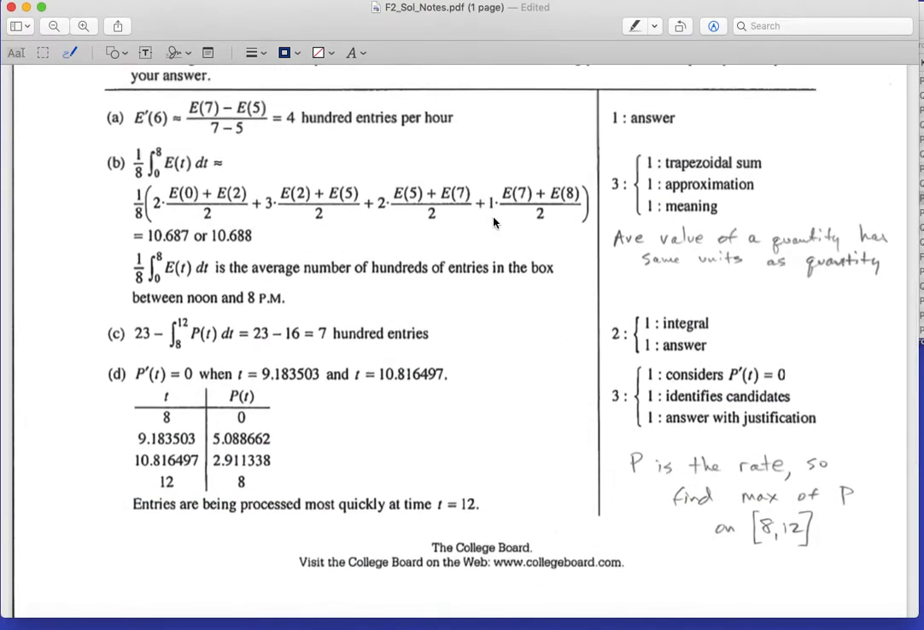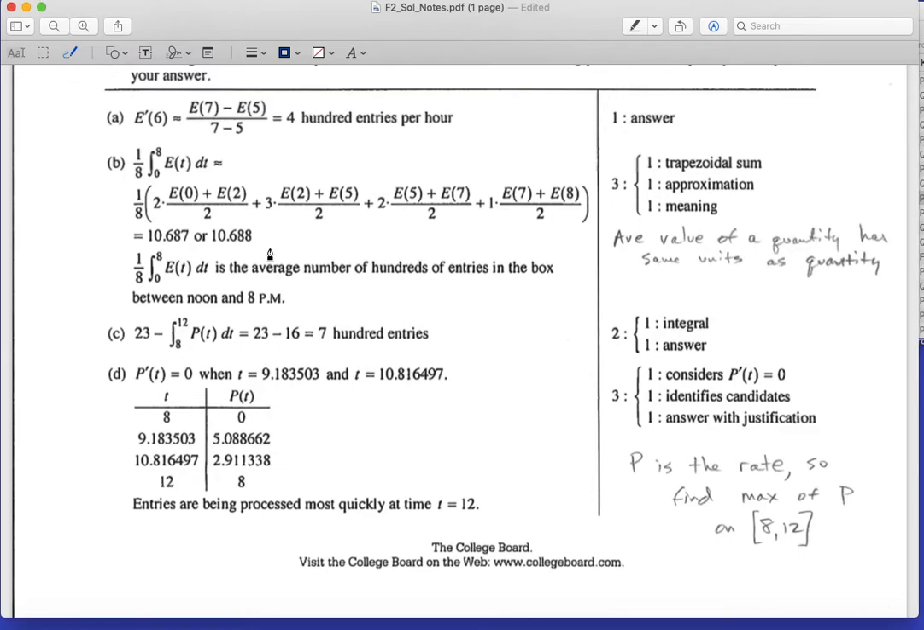Make sure that you write that. If you're doing a trapezoidal sum, they have to see an expression that has all of these plus signs in it so that they know you know what you're doing. So you have to show your work when you're doing a trapezoidal sum or a rectangular sum or something like that. Do the arithmetic, get that right.